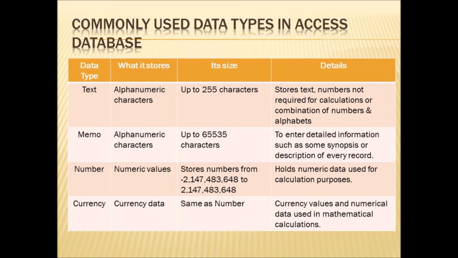Like text data type, there are many commonly used data types in the Access database. First one is text that stores alphanumeric characters. Alphanumeric means both alphabets and numbers. It stores alphabets and numbers that are not required for calculation. Its size is up to 255 characters.